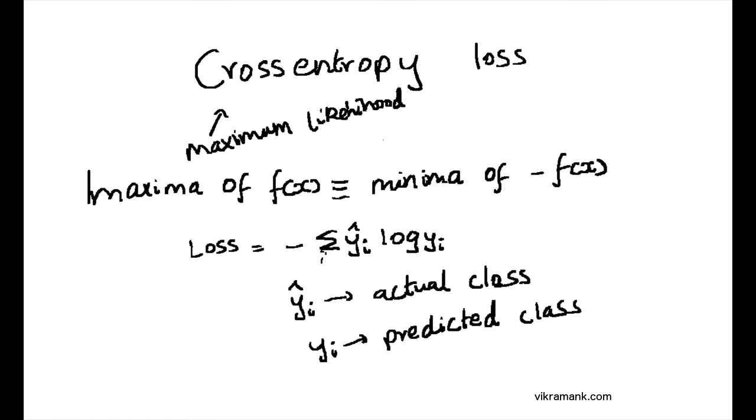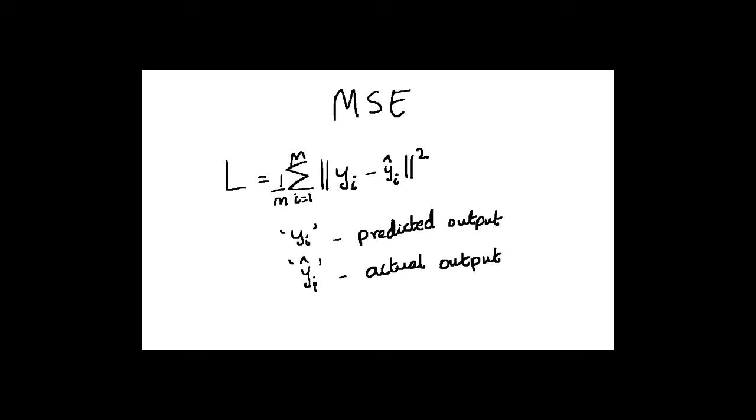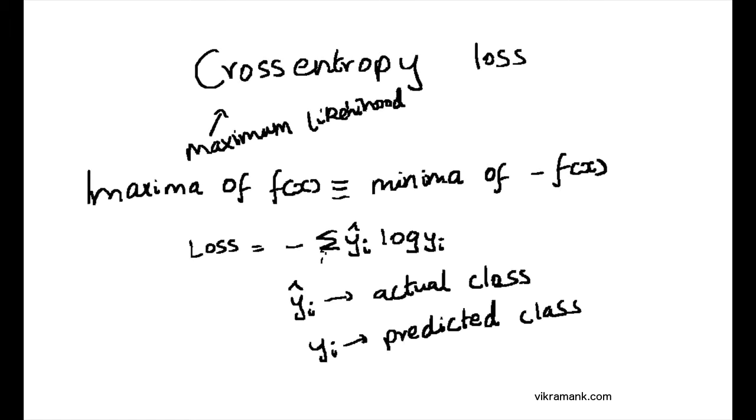In case of classification problems, the output is actually a class number, so our mean square loss won't be of any use to us. So in these problems, we use a different loss function called the cross entropy loss. Here we try to find the maximum likelihood of the predicted class to that of the output class.